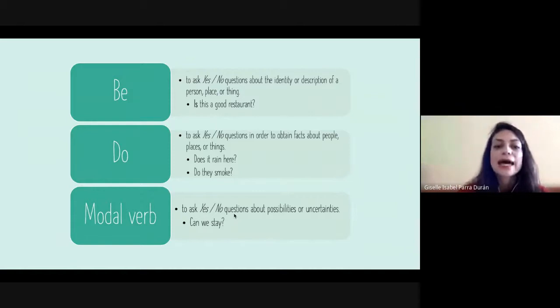Okay. And finally, we have the modal verb. Remember that we are going to use the modal verb when we want to ask about possibilities or uncertainties. For example, can we stay? Yes, we can, or no, we can't.